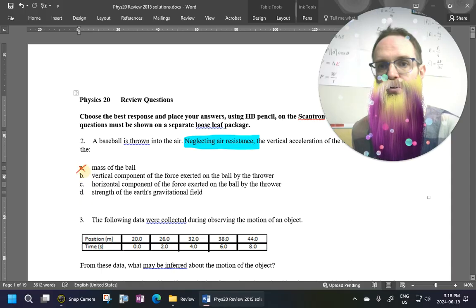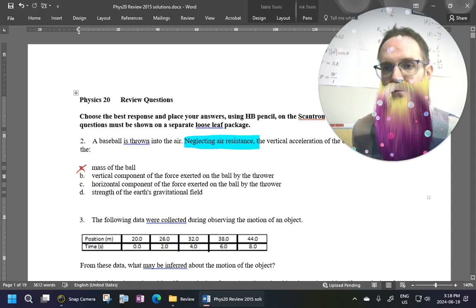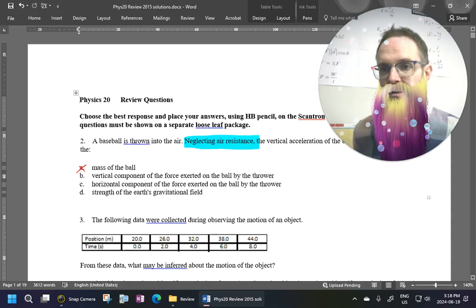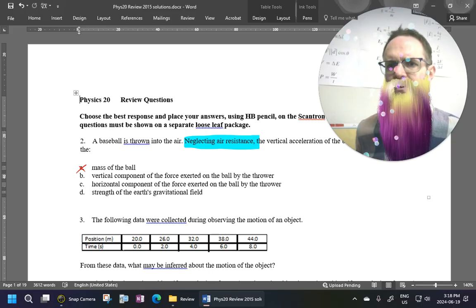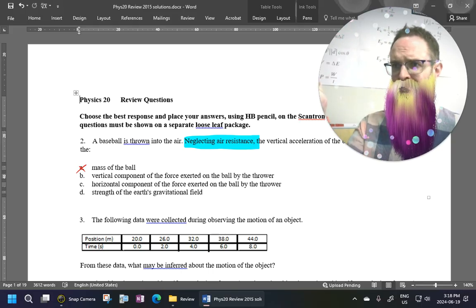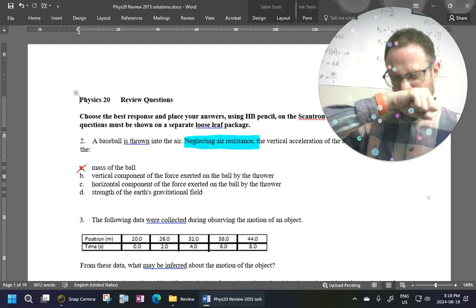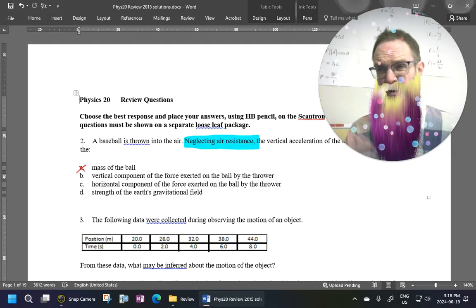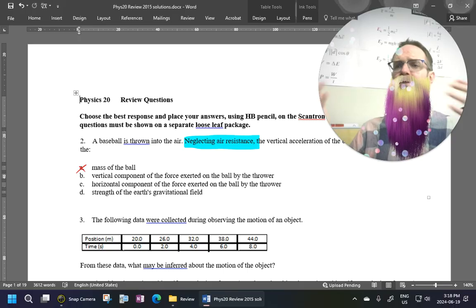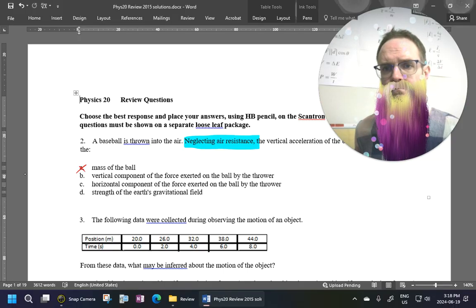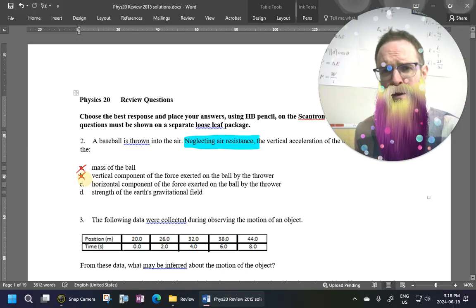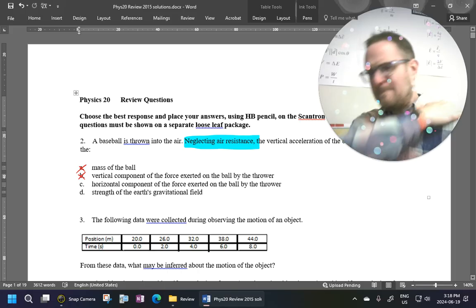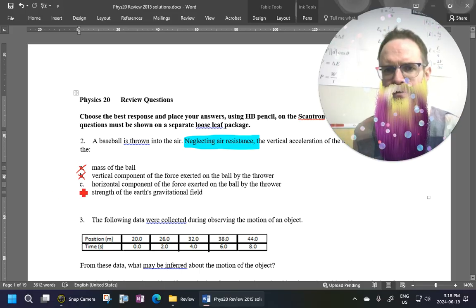Right. All right. The vertical component of the force exerted on the ball by the thrower. This is after it's been released. Most of the time we don't talk about it as he's throwing it up. He is applying a force. That's how he gets it to accelerate to the rate it's at. But after he lets go of it, no, we don't care about that one. Horizontal component, no, because we're talking about vertical anyway.